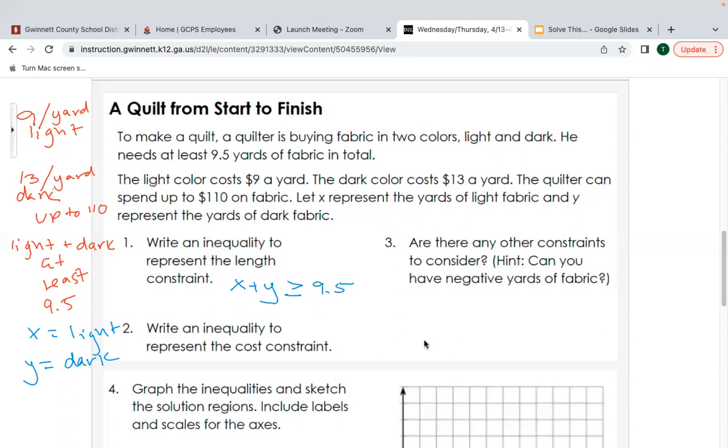So now we want to write an inequality that represents the cost constraint. So we're looking at all the numbers that deal with cost. They told us that it was $9 per yard for light, so that's 9 times X, plus it was $13 for dark, so we got 13Y. And they say up to $110, so you can't spend more than 110. So we're going to say less than or equal to 110.